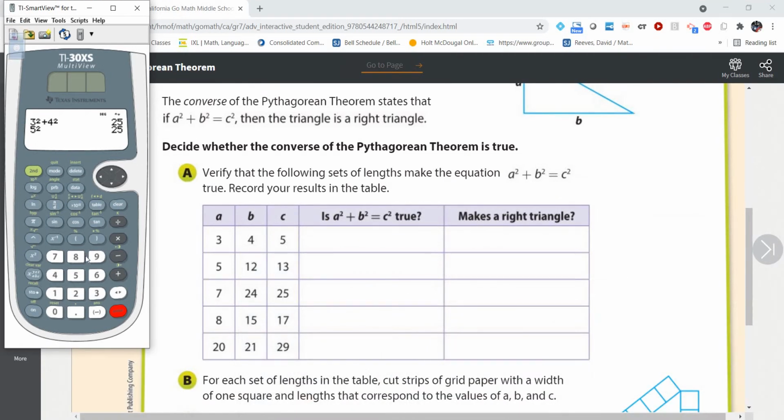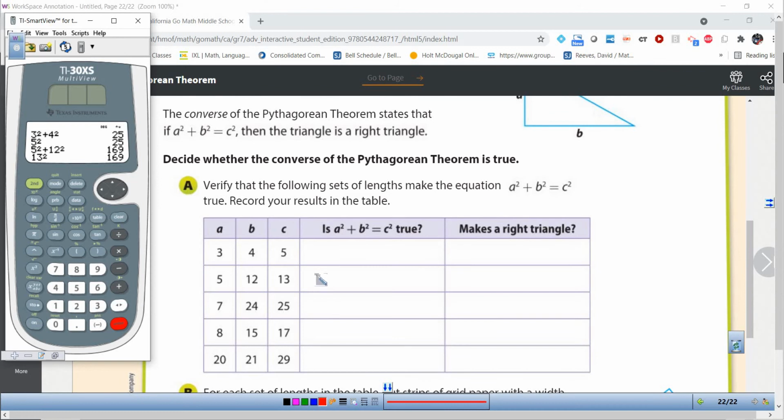Okay? All right, what about if we do the next one? 5 squared plus 12 squared. I want to do, whoops, it did not go back. Let's try this again. 5 squared plus 12 squared. When I do that, I get 169. And then when I try 13 squared, I get 169. So here, once again, we can see, all right, is it true? Yes, it is a right triangle.